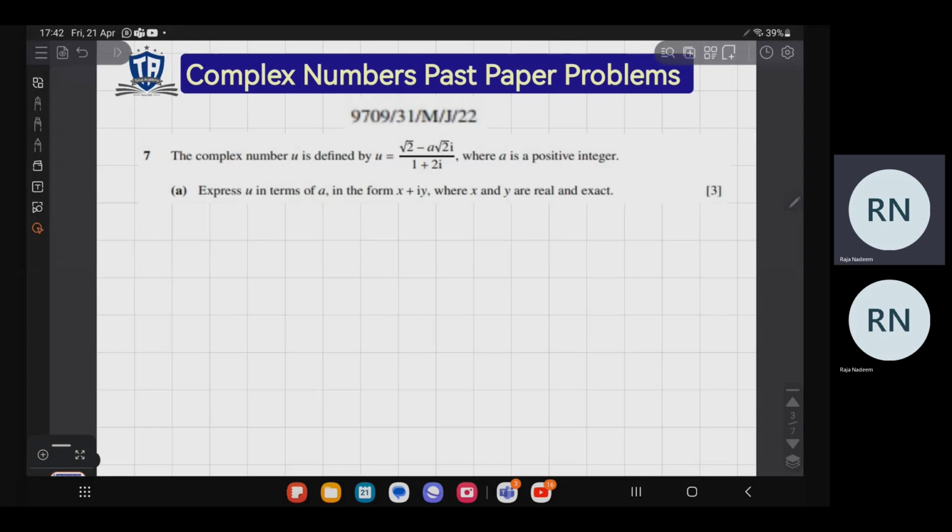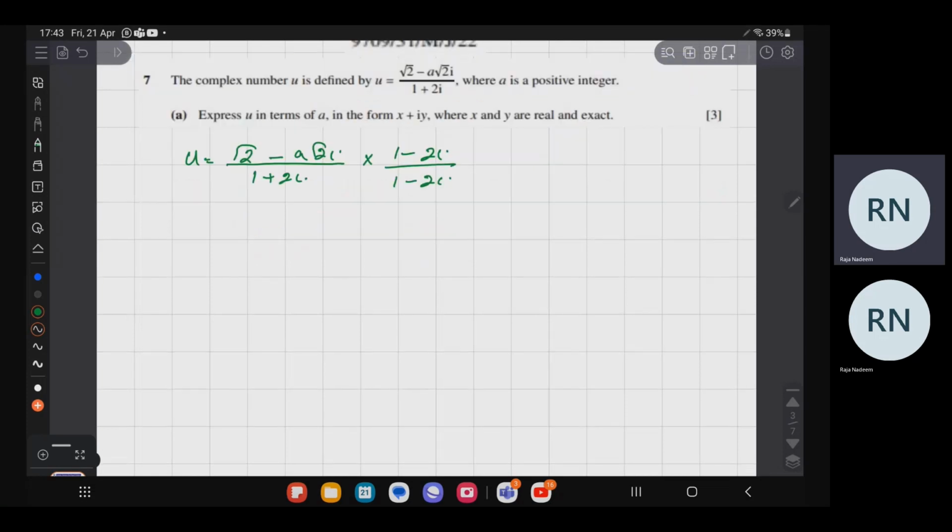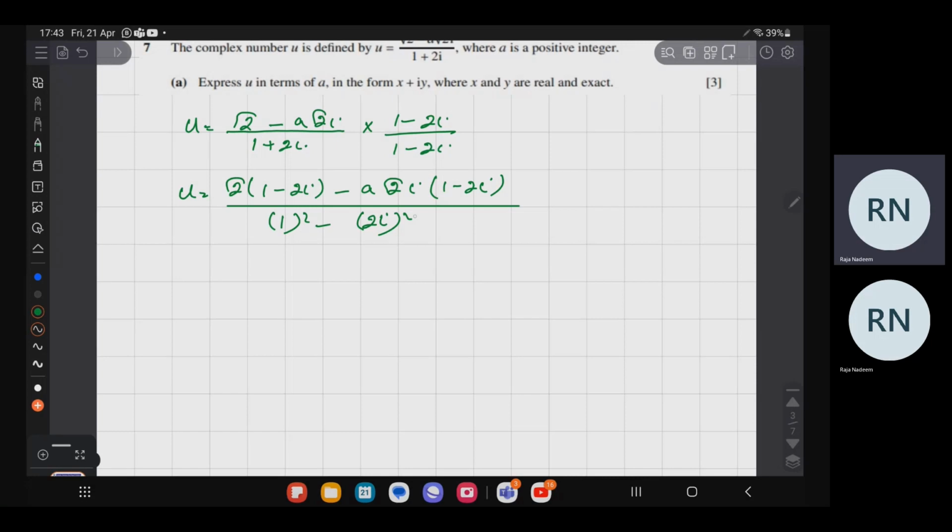Here we have the complex number in numerator and denominator. We try to convert the complex number which is in the denominator into the real part. And how do we do it? So we are multiplying with the conjugate of the denominator, multiplying and dividing. In numerator, it will multiply with the 1 minus 2 iota, and denominator will also multiply with this.